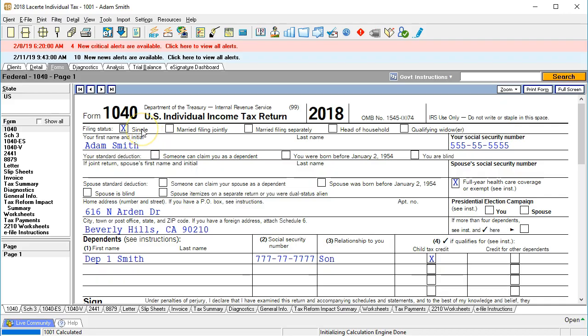Here is our test 1040. This is going to be a mock 1040. We currently have a single individual. It's going to be Adam Smith. This is going to be a mock name, with a mock social security number here. We have the mock address.